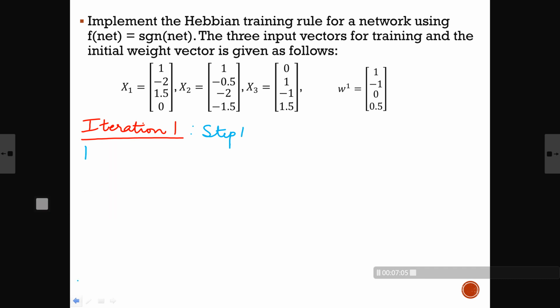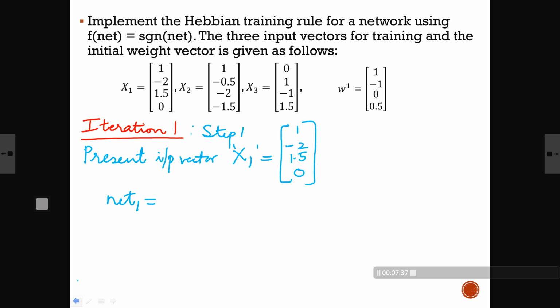You have to present the pattern vector, or the input vector x1. And whenever you present the input pattern x1, we have to calculate net 1. What is x1? As it is already given to you, x1 is 1, minus 2, 1.5, 0. So when you present this particular pattern, we have to calculate net 1.